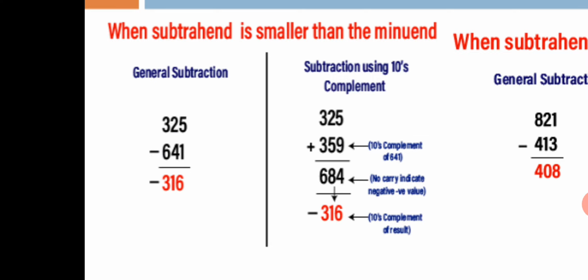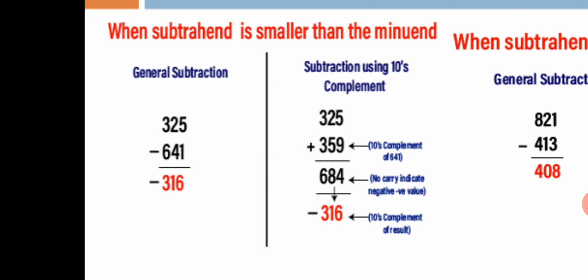But using 10's complement, how to do it? You have to keep the minuend as it is. You are not touching that minuend, but for the subtrahend you are going to get the 10's complement. How to get the 10's complement? First you have to convert your 641 to 9's complement. That is 9 minus 6, 3. 9 minus 4, 5. 9 minus 1, 8. 358 is the 9's complement. To get the 10's complement you have to add one more. So 358 plus 1 is 359. So you are going to get the new subtrahend as 359.